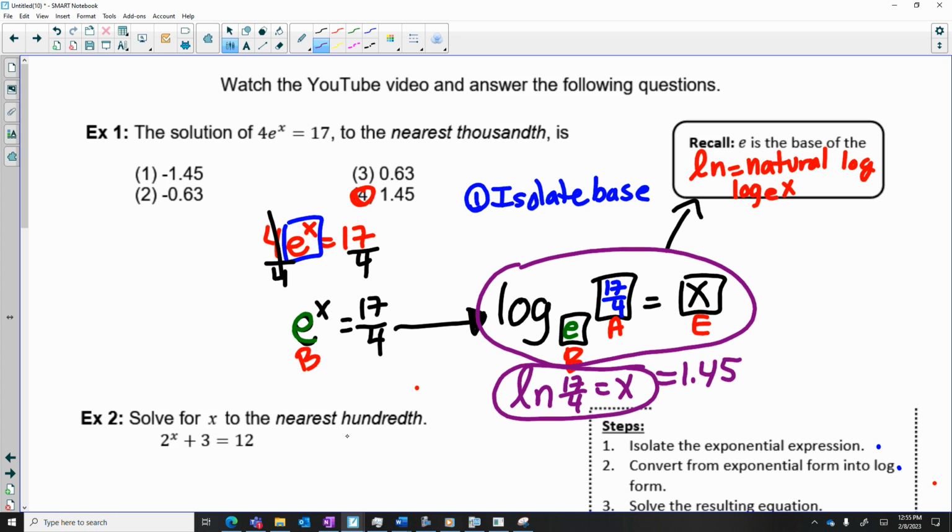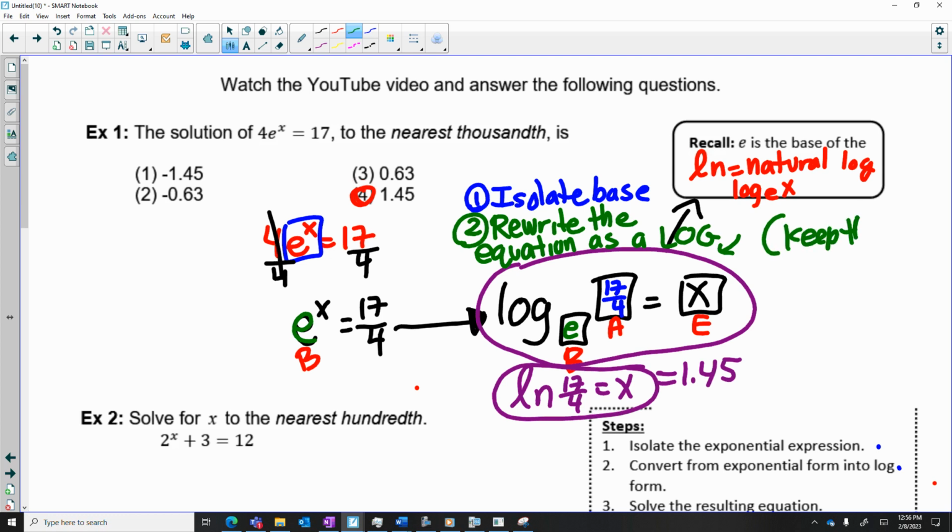All right, so the first thing that we did was we isolated the base to get that 4 on the other side. And then the second thing we did was we rewrote the equation as a log. And that's what we learned how to do today in class. And make a note to self, we did keep the base and switch the other two. Okay. All right, let's go to the next one.